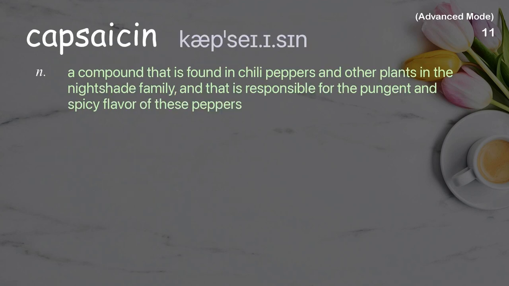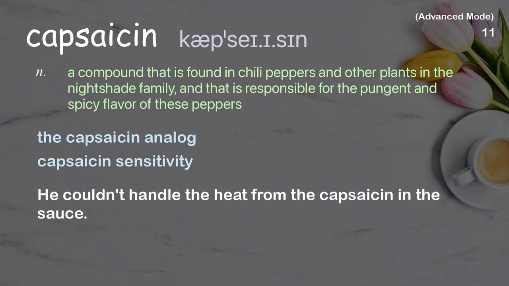Capsaicin. A compound that is found in chili peppers and other plants in the nightshade family, and that is responsible for the pungent and spicy flavor of these peppers. Examples: the capsaicin analog, capsaicin sensitivity. He couldn't handle the heat from the capsaicin in the sauce.